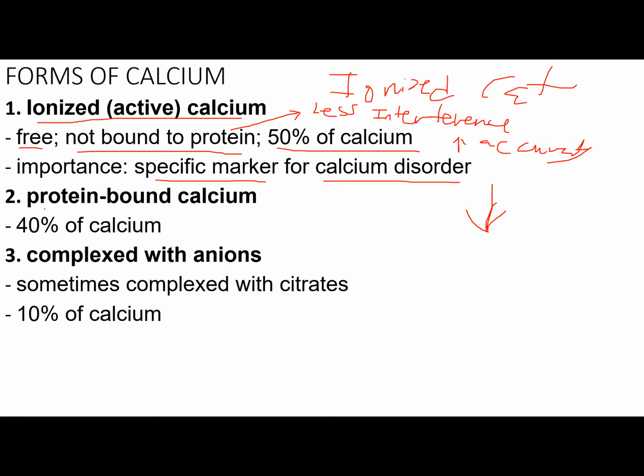Then we have your protein-bound calcium, which is 40% of calcium. And then we have your complex calcium with anions, usually complex with citrates class. This is 10% of calcium. So yan yung three forms. Usually, ang pinaka-tested is the ionized or the active calcium.